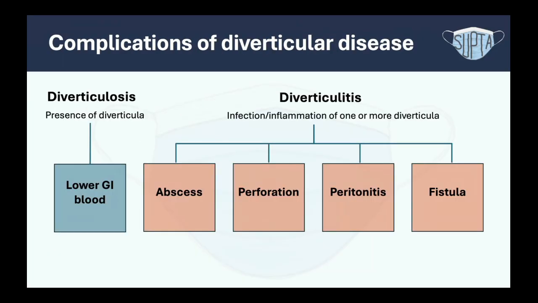So here are some complications of diverticular disease. Again, a quick recap: diverticular disease is a very common condition that affects the sigmoid colon usually, and it's very crucial to differentiate between the types of diverticular disease, which are diverticulosis and also diverticulitis. So diverticulosis is the benign form compared to diverticulitis.